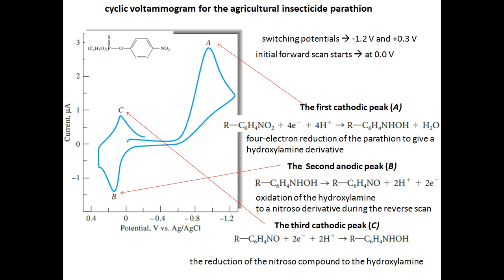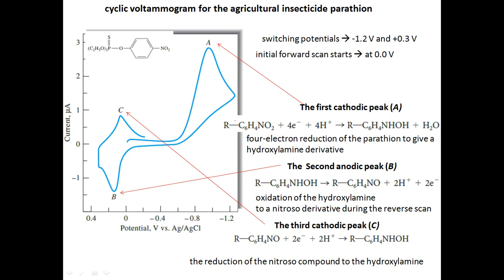It is used as an agricultural insecticide, right? So the switching potentials are between minus 1.2 volts and plus 0.3 volts here. So there are different switching potentials being applied here, right? Because it is not exactly a reversible couple here, there's slight deviation from the normal expected behavior. That's why you have different switching potentials at minus 1.2 volts as well as at plus 0.3 volts. So the initial forward scan starts at 0. At 0 volts the scan starts here, right? And you get the first cathodic peak at A.